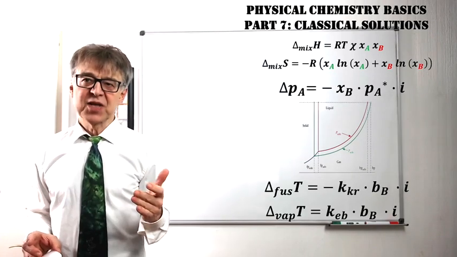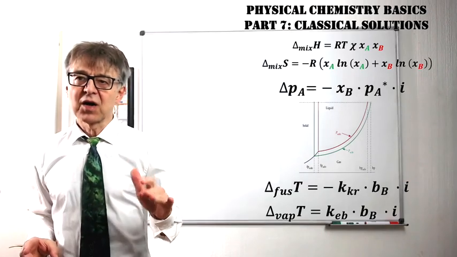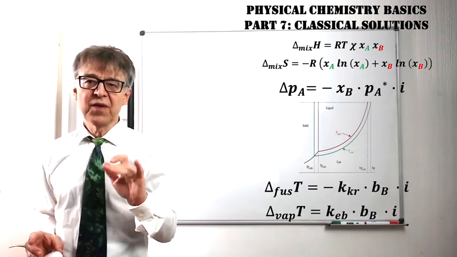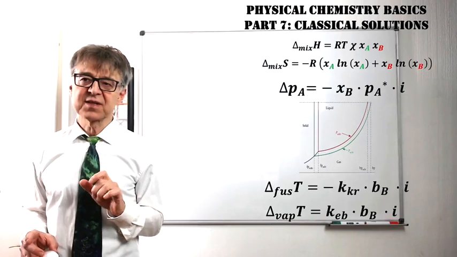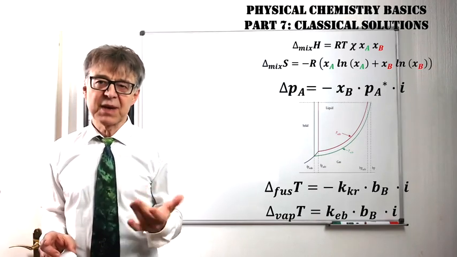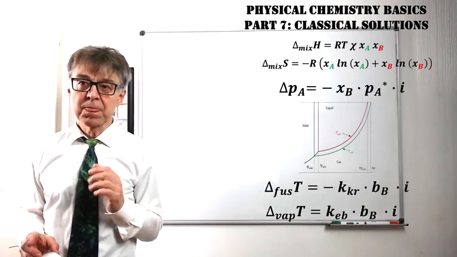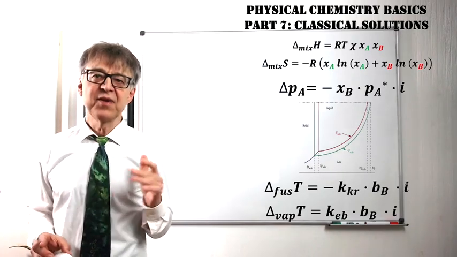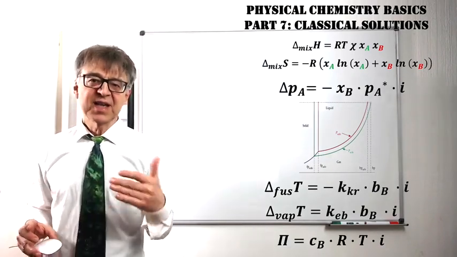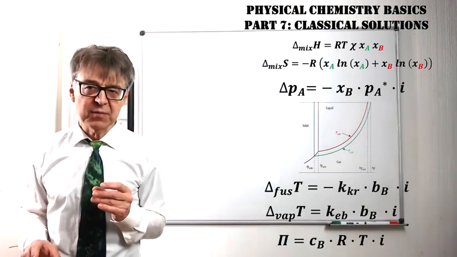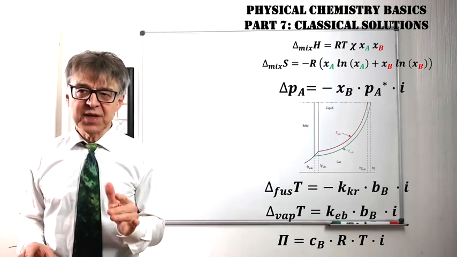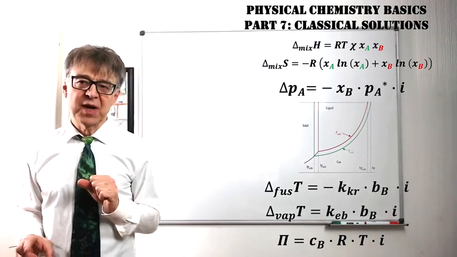The properties mentioned are colligative, which means only the number of dissolved particles is decisive, not the chemical nature of the solute. Osmotic pressure is another colligative property. It can be calculated using Van 't Hoff's equation, and it especially plays an important role in biology.